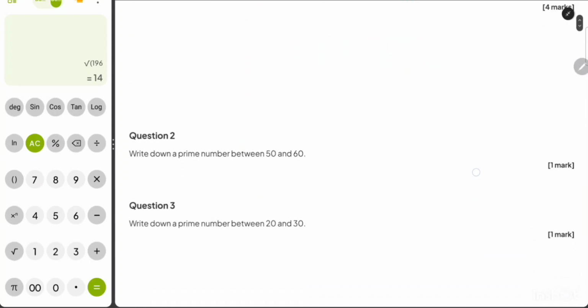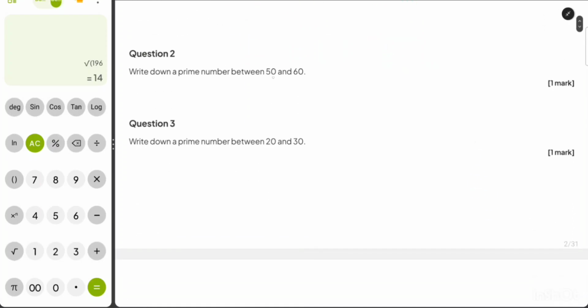Clear? Let's jump to the second question. Write down the prime number between 50 and 60. So that you can find in my first video of classification of numbers, where I have already given you all the prime numbers starting from 1 to 60, and I have shared the method also how you can find the prime numbers from the given list of numbers.